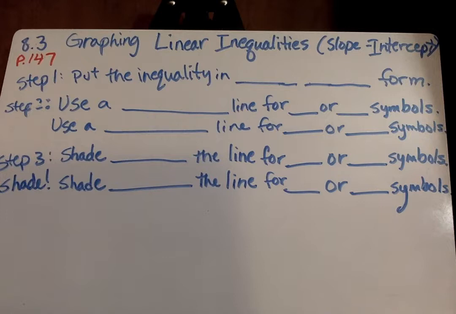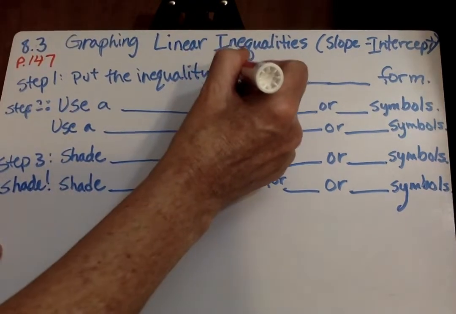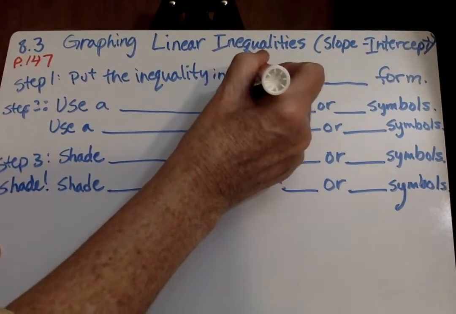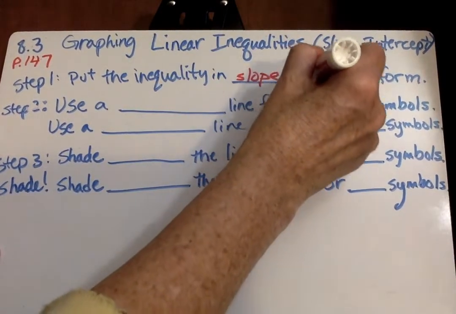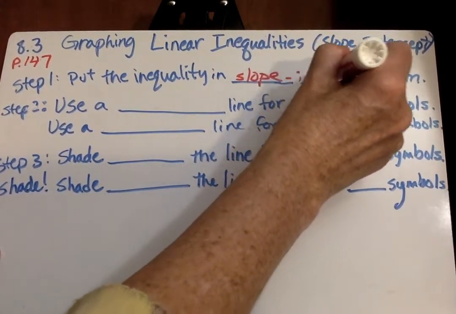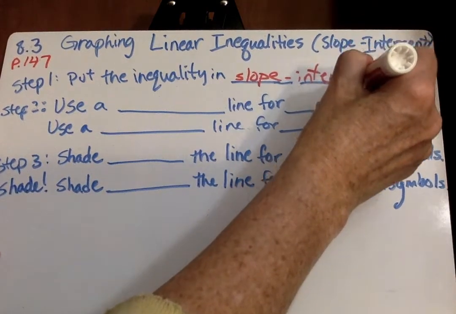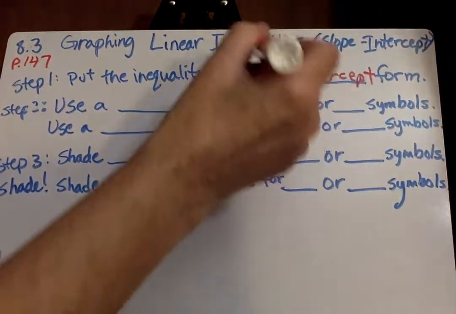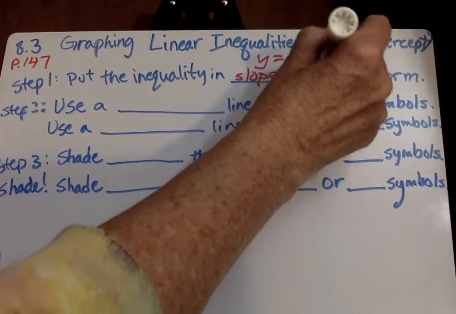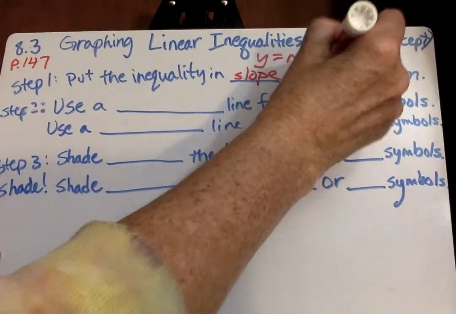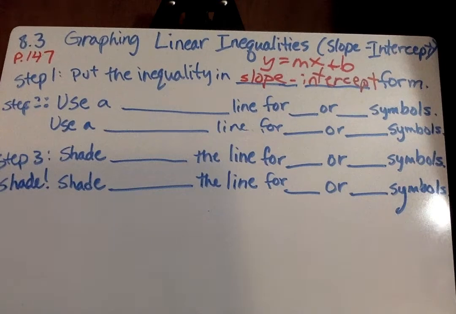Okay, step 1, put the inequality in slope-intercept form. Do you remember what that was? Can't hear you. That's better. y equals mx plus b. That's slope-intercept form.